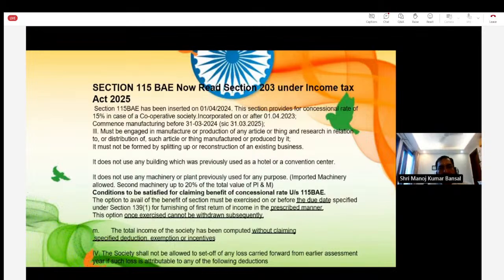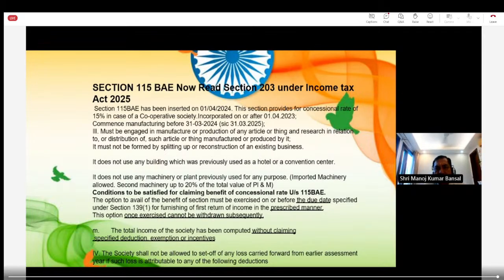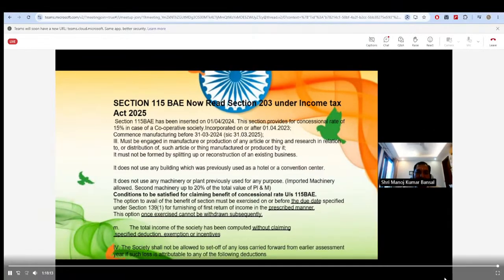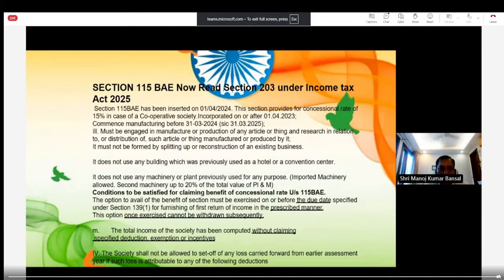The next section is 115BAE, now read as section 203 under the new income tax law. Section 115BAE has been inserted on 1/4/24. This section provides for a concessional rate of 15%. In the previous slide, it was 22%, and in this slide, it is 15%. This applies in case of a cooperative society incorporated on or after 1st April 2023.